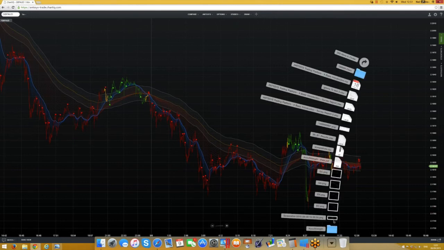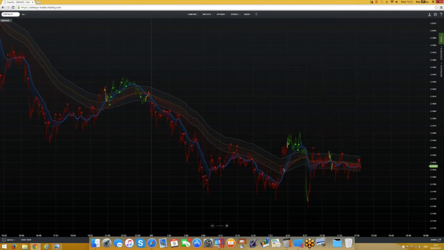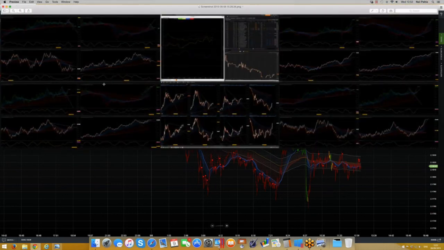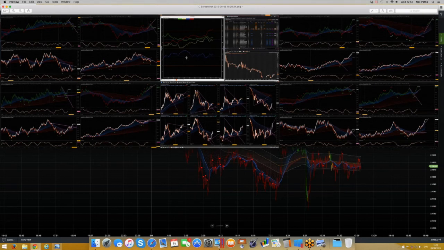Just to give you an idea of what my landscape looks like, this is a screenshot I took this morning. You'll see it in a second. That's what my screens look like from left to right. That's what my desktop looks like. I won't leave that up too long. I don't want to scare anyone.